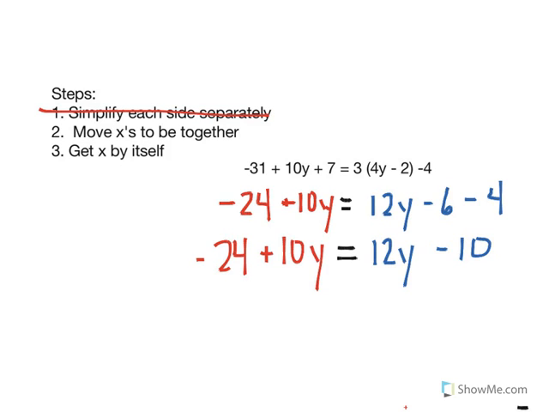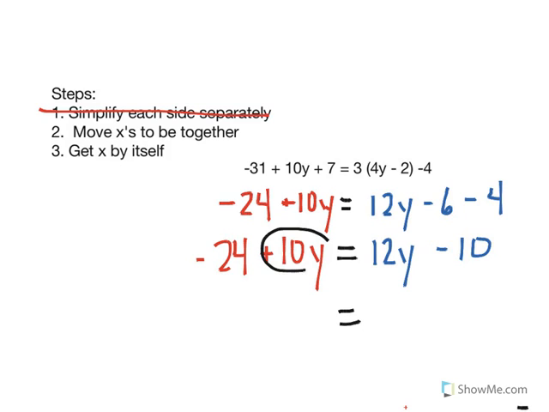Step 2 says move my x's, or in this case y's, to be together. Personally, I have a procedure I like to do for this. I like to move my smaller y to be with my bigger y. I'm going to bring my equal sign down. So notice I have a positive 10y and a positive 12y. The 10y is the smaller y, so I'm going to move it over to the other side.